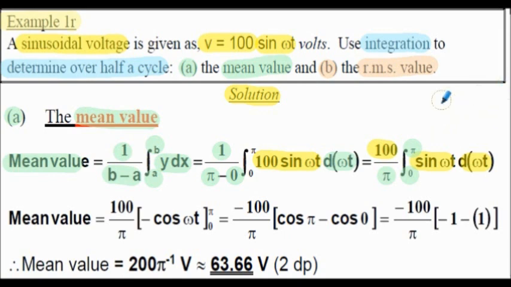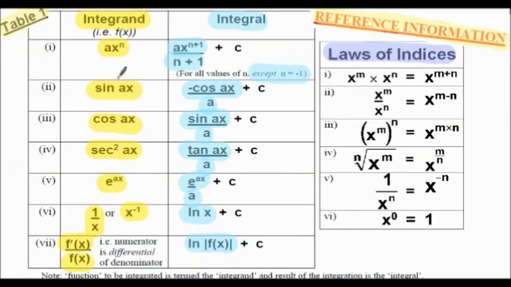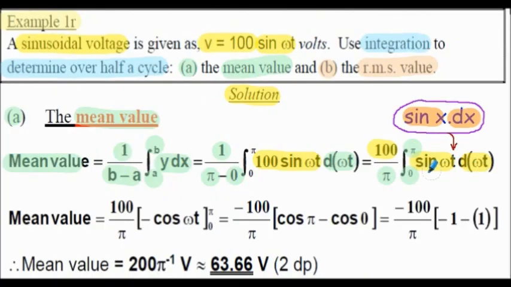So from our standard tables, integrating sine x, a is effectively 1 here, and that integrates to negative cos 1x upon 1. So in other words, sine x integrated with respect to x is negative cos x. So sine omega t integrated with respect to omega t becomes negative cos omega t. The constant 100 divided by pi remains outside of the bracket, but because now we've integrated, we move to square brackets, and our lower limit of 0, upper limit of pi is stated at the rear of the square bracket.